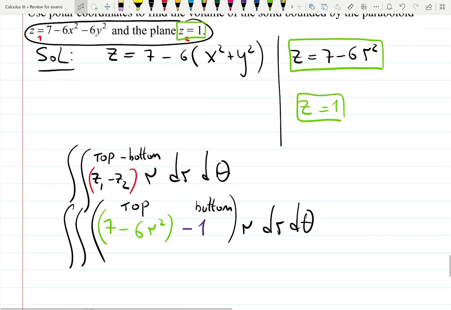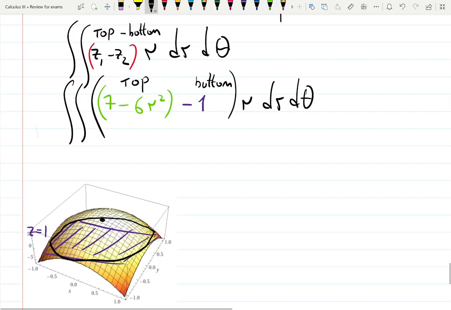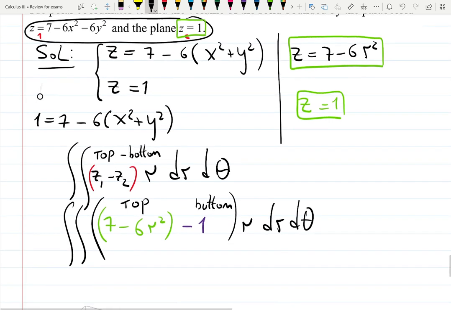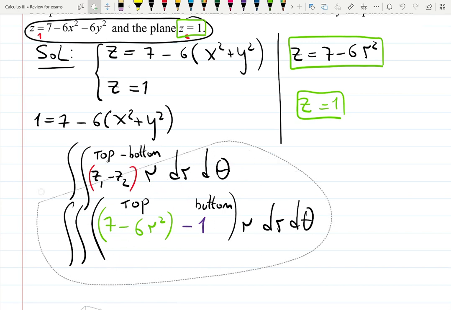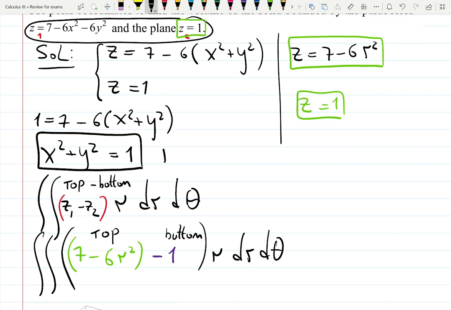And now we need to figure out the limits of integration. Very easy for theta, because the paraboloid is symmetrical and the whole rotation happens for the whole circle. So this kind of intersection will give you a circle. What kind of circle? Let's find out. When z is 1, you need to find the intersection. So it will be 1 equals 7 minus 6 times x squared plus y squared. Find what is happening with x squared plus y squared. It's going to be x squared plus y squared equals minus 6 divided by minus 6. So it's just 1. Oh, so it's a circle with the radius 1.